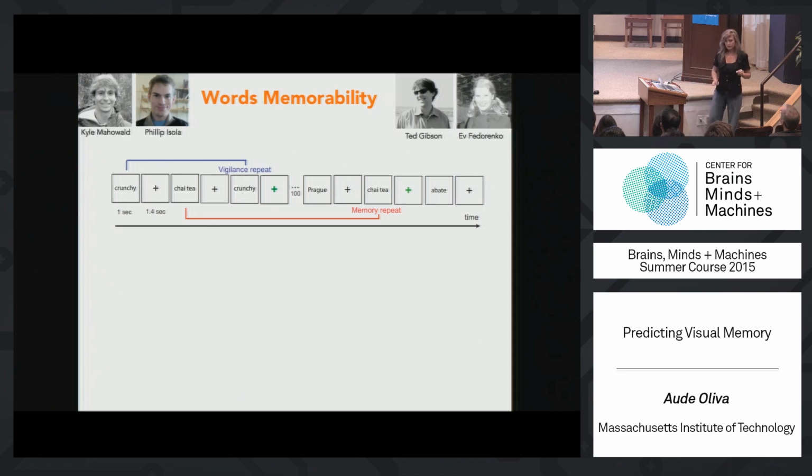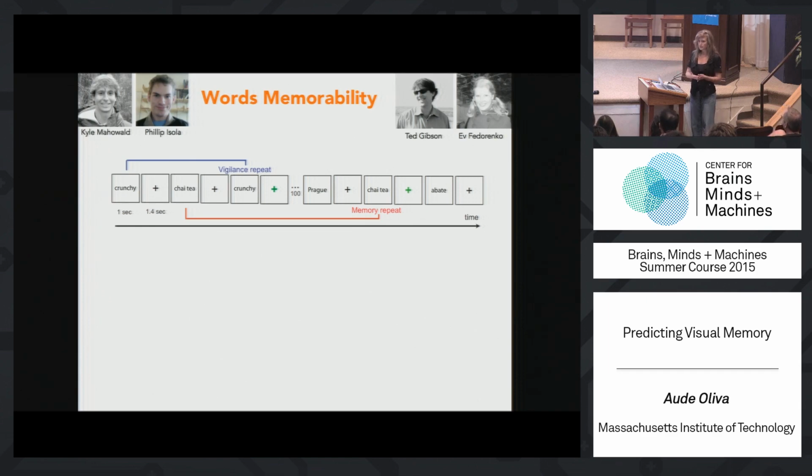So we kept going with this. We have the consistency in the visual material. So now what about words? Words are a very interesting case because now you do know the words, but are there some kinds of words that we can predict are more forgettable or memorable?